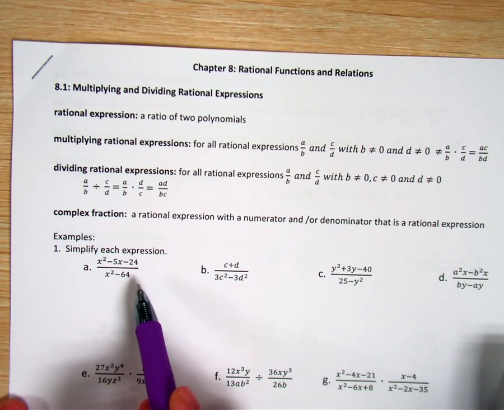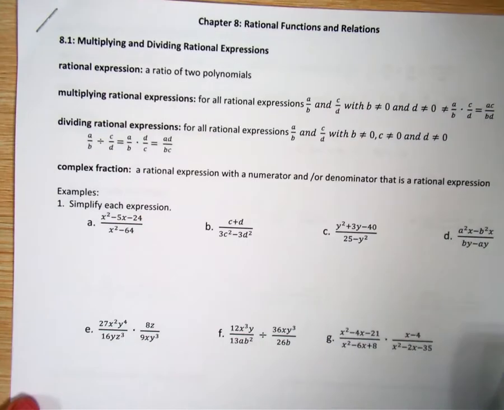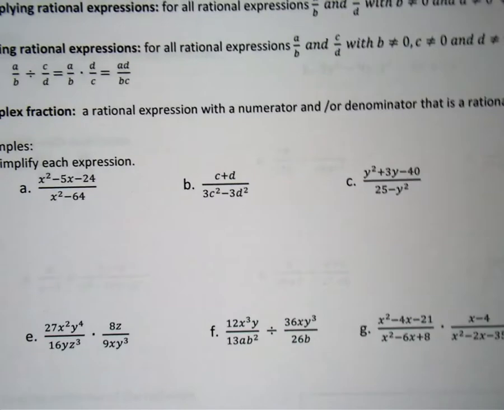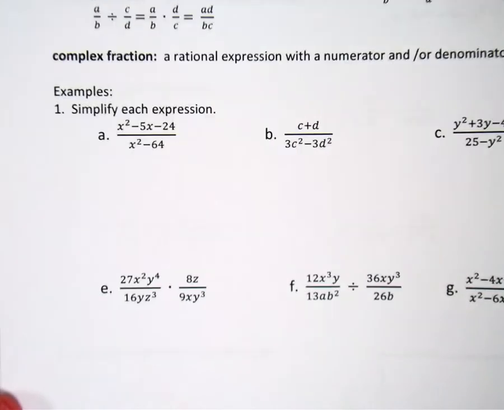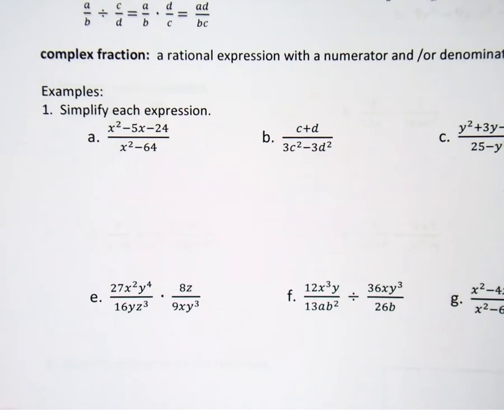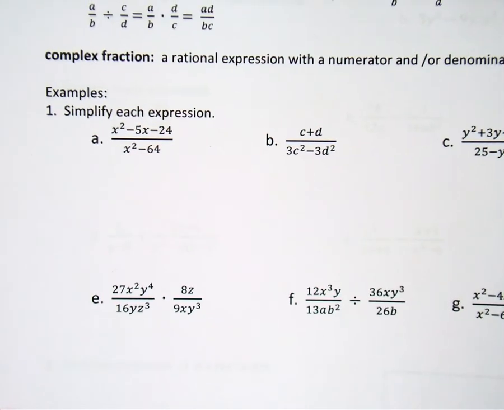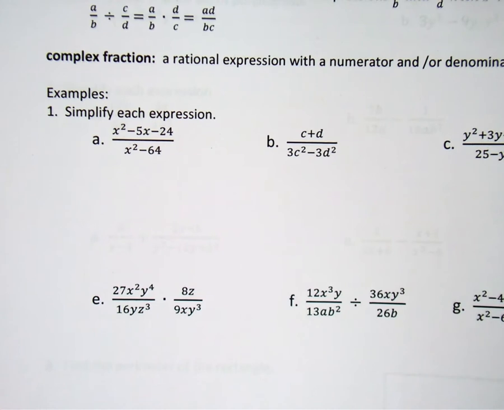So number one, simplify each expression. We've got x squared minus 5x minus 24 over x squared minus 64. I'll zoom in a little bit here, these are kind of small, but I'm also going to have to fold this up a little bit. We'll do the best we can here.